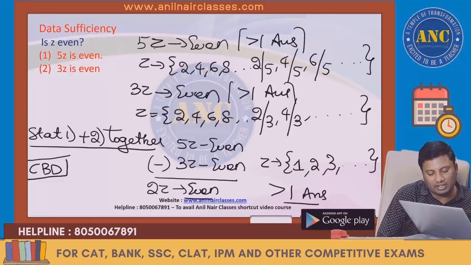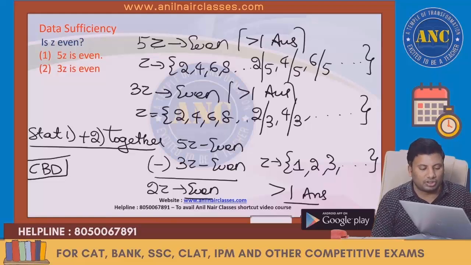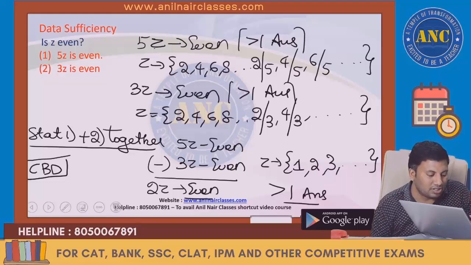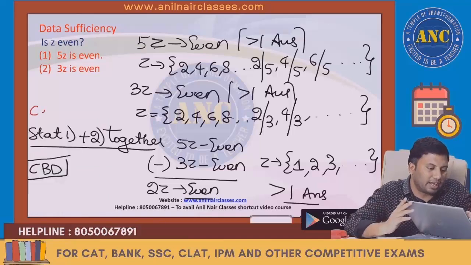5z is even, 3z is even. 5z minus 3z is 2z, which is even. Z can be 2 by 2 is 1, 4 by 2 is 2, 6 by 2 is 3. So 1, 2, 3, greater than one answer. Now see the catch in the question.